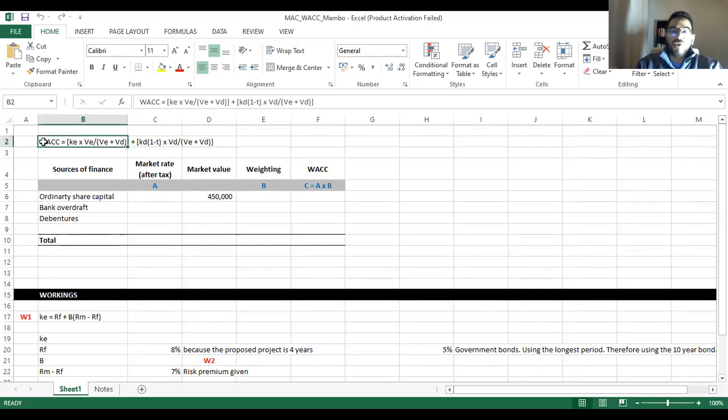This is the formula for WACC. Now it may look daunting, it may look very confusing, but remember, to determine WACC we need three things. We need the sources of finance, we need the market rate or the cost of finance, and then we need the weighting. If you look at this formula, you can see this refers to equity, which is one of the types of sources of finance, and this over here refers to debt.